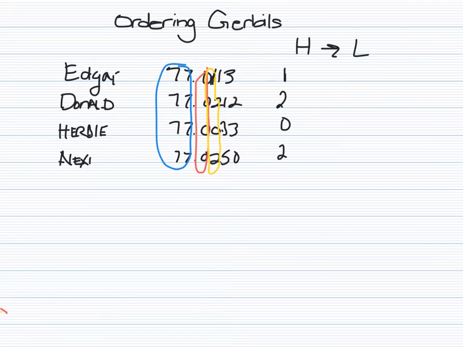So now we know that Donald and Alexi, both in the hundredths column, have 2. So we have to go one more, and we will look at the thousandths.